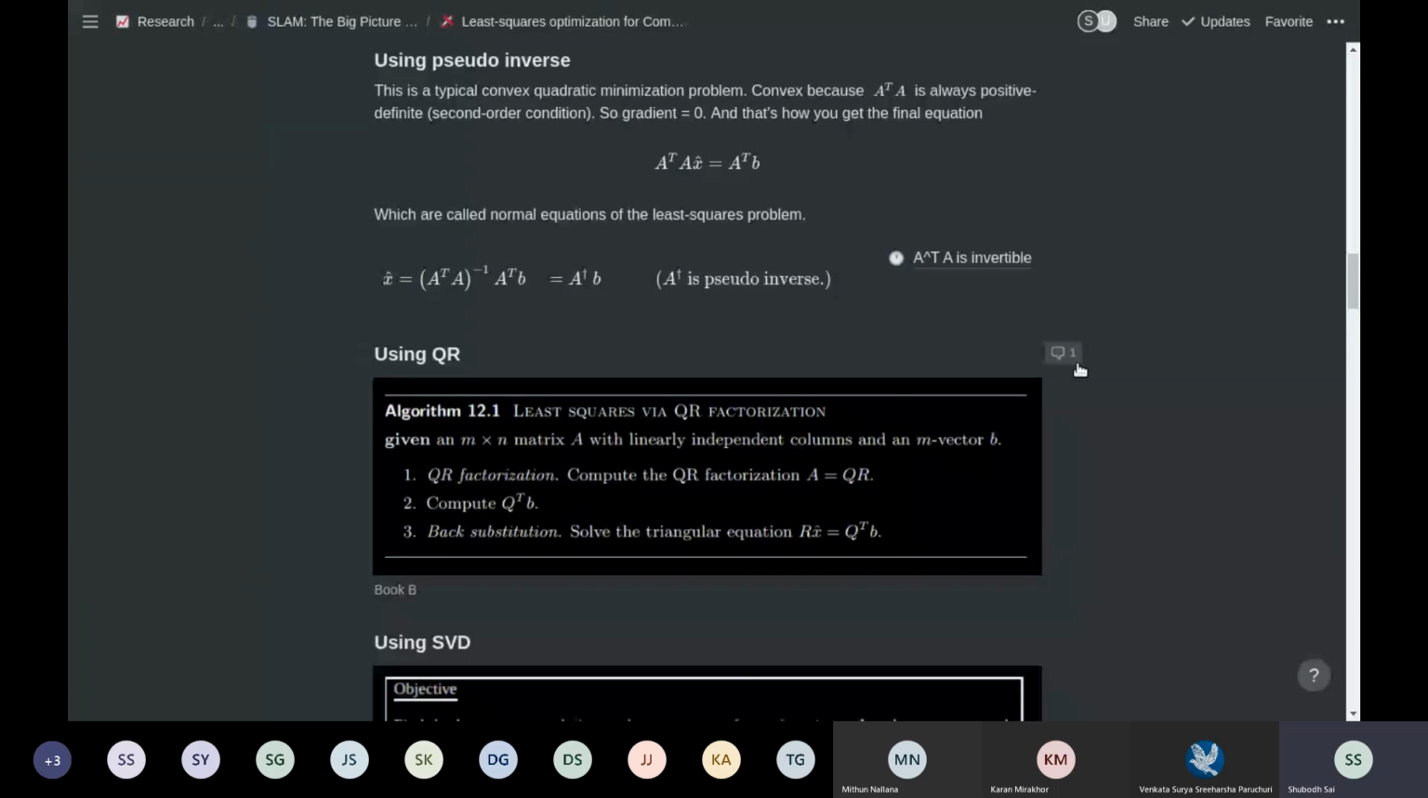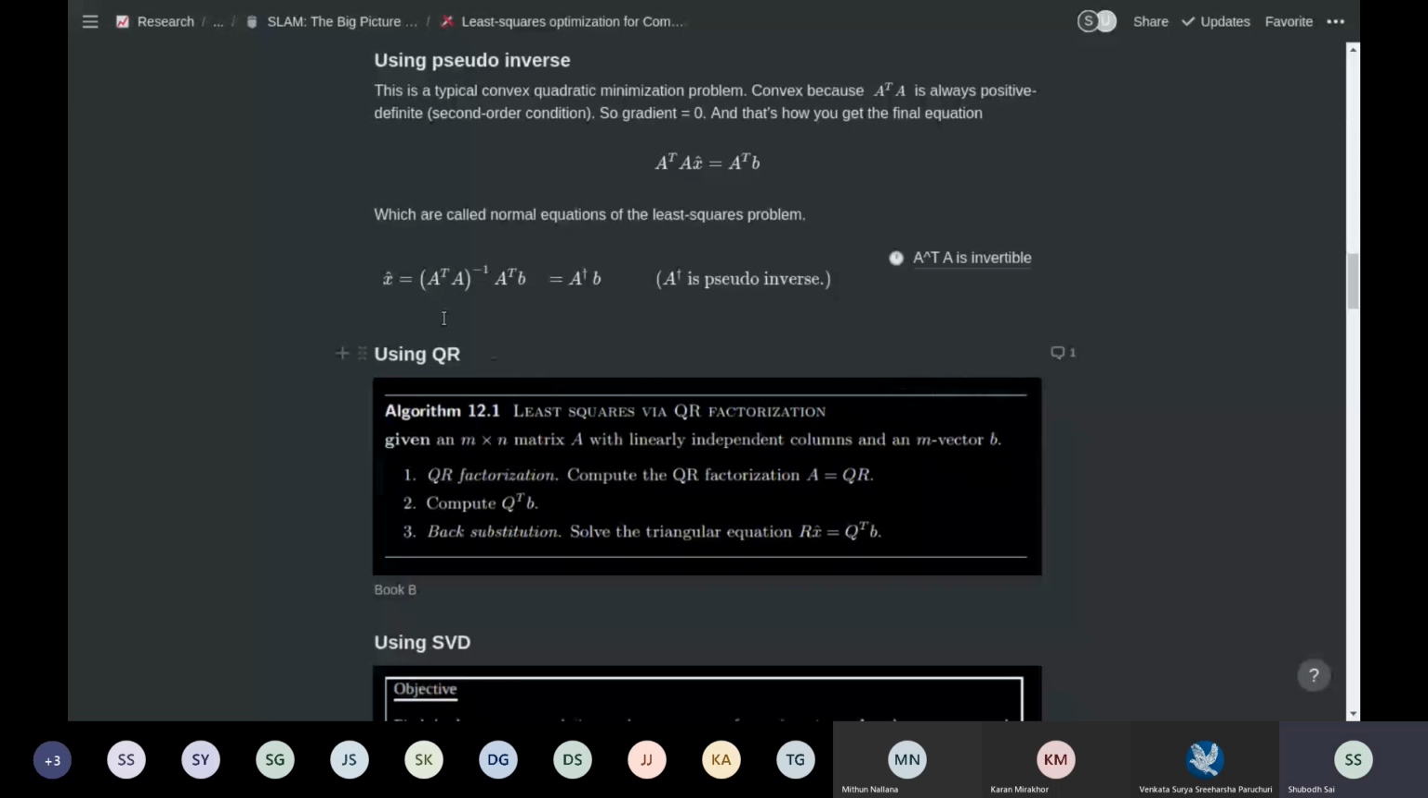Now the other way would be to use QR. What QR would do is save your computation. Here you have A transpose A whole inverse. Matrix multiplication is itself very computationally expensive, and then you have inverse on top of it. You have too many matrices. Compare that to QR. You directly end up with this equation: R X is equal to Q transpose B.